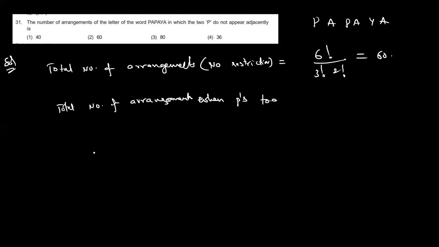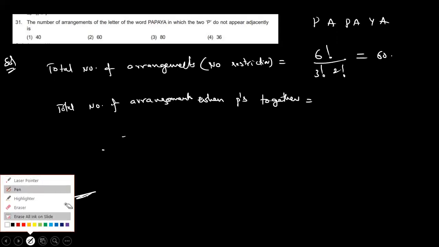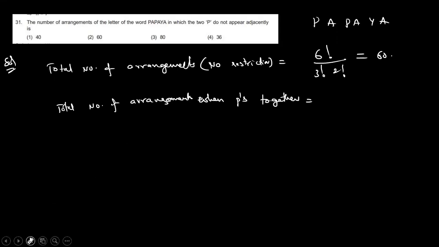Now, the total number of arrangements when the P's are together. In this case, one more letter is missing. Consider the two P's as only one letter. Remember how many letters there are: 5 factorial by 3 factorial, dear students. How much is that? 20. Correct. Now see, the question is clear.